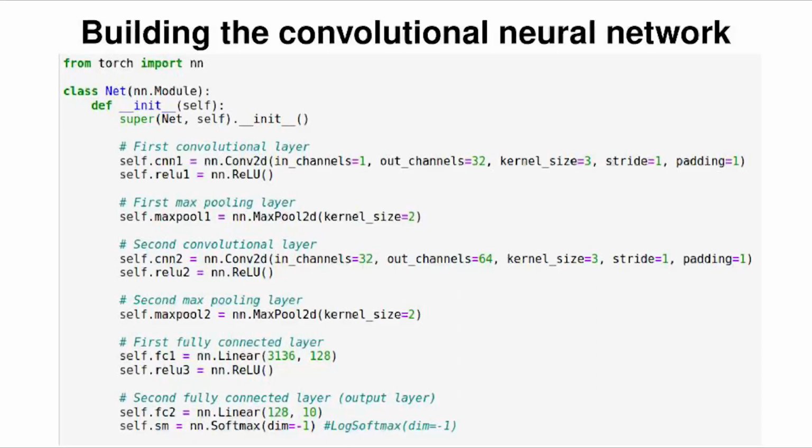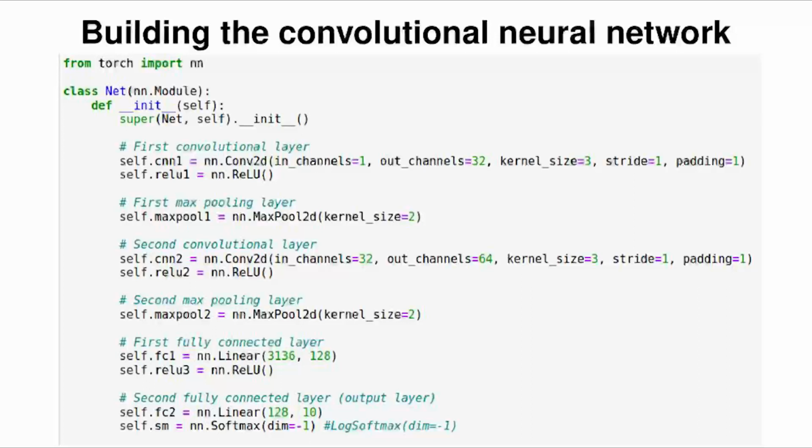The number of elements in the flattened output from the second max pooling layer. The number of outputs for the first fully connected layer is 128, the same as the number of inputs for the second fully connected layer. The activation function for this layer is relu. The second fully connected layer is defined similarly with 128 inputs and 10 outputs.